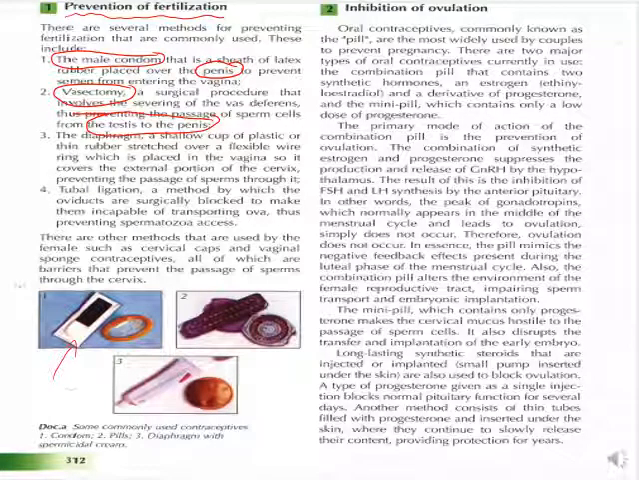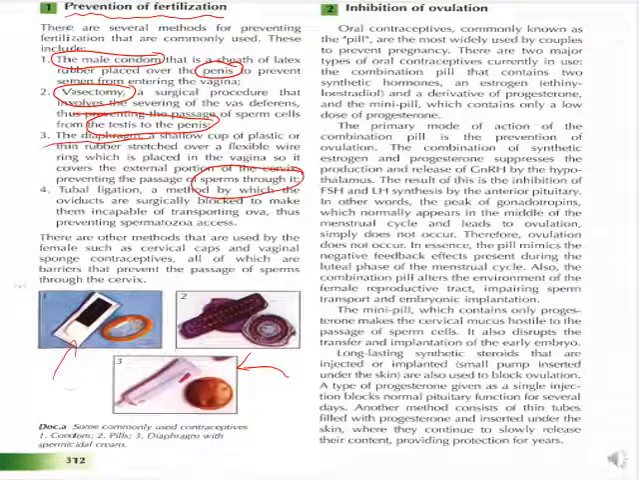Number 3, it's called the diaphragm. Diaphragm is the shallow cup of plastic as shown here in figure number 3. It's placed inside the vagina and it covers the external portion of the cervix, thus it prevents the passage of the sperms through it.